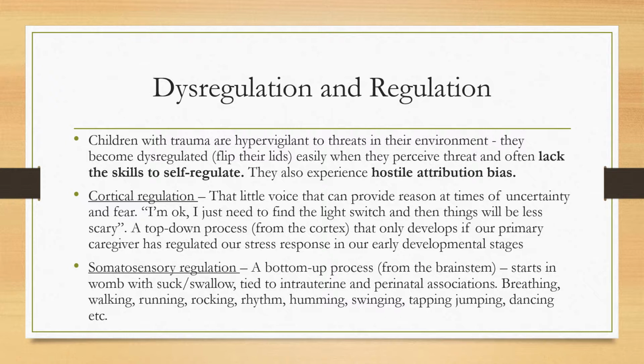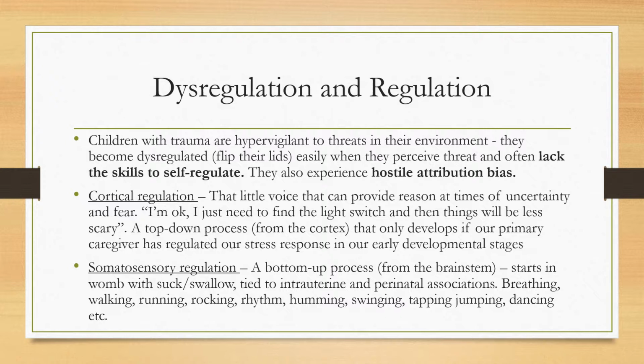Okay, we're going to move on to what's called regulation. So we have dysregulation and regulation. Children with trauma are hypervigilant to threats in their environment. So they can often become dysregulated, which is when they flip their lids, when they perceive a threat, and often they lack the skills to self-regulate. Regulation follows a process of development. We have something called auto-regulation, which is the things that we would do in the womb as well to regulate. Thumb sucking is a form of auto-regulation, and after auto-regulation comes co-regulation.